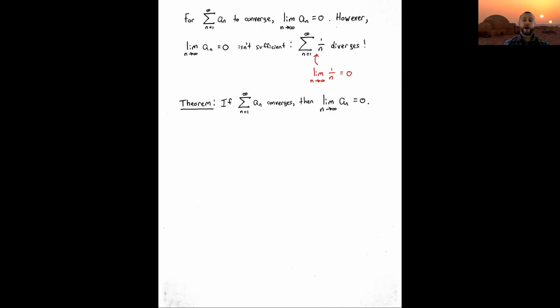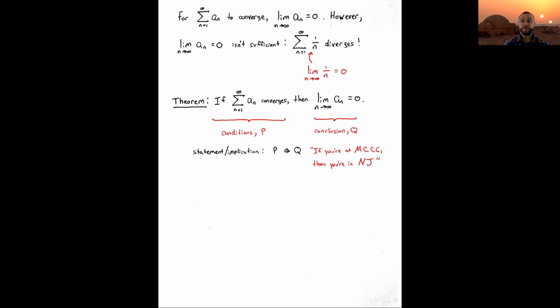All right, this brings us to our first theorem, which we have stated above, but we're going to make it official. The theorem states that if we have a convergent infinite series, then the limit of the term has to be 0.